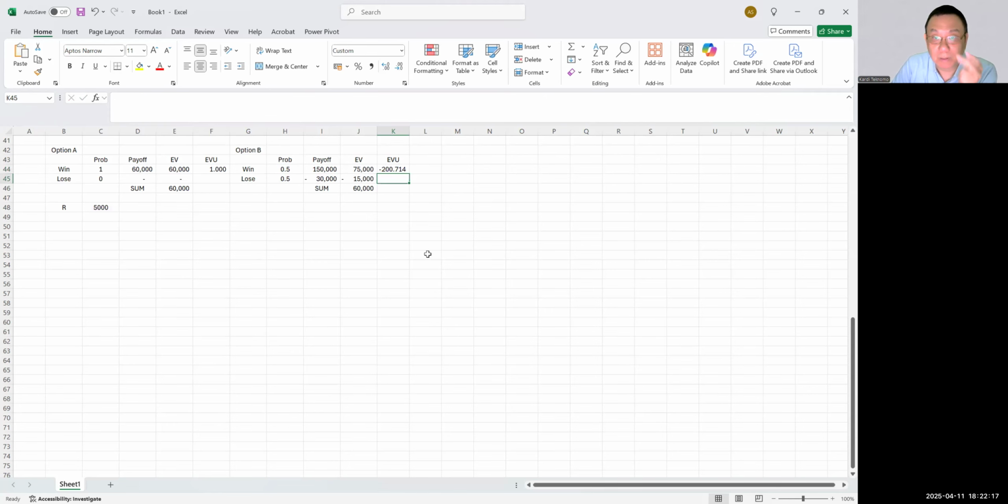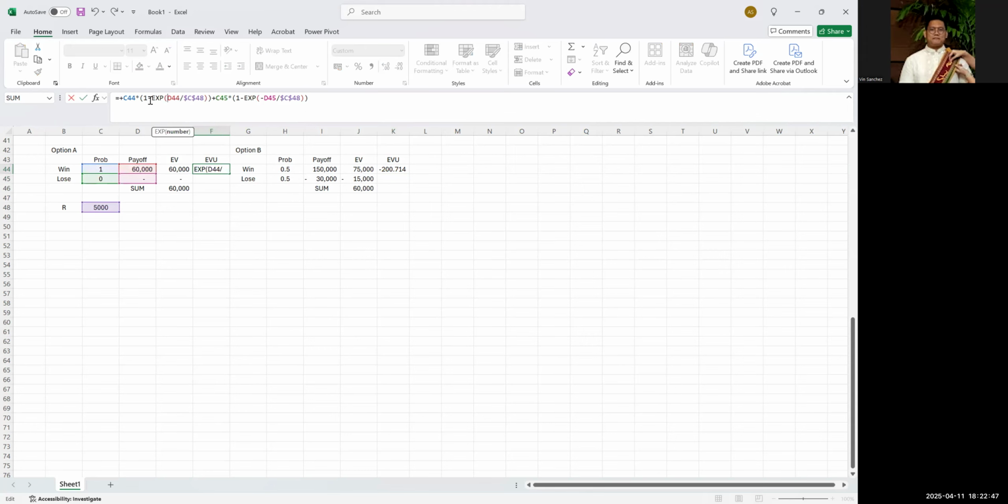This is 50 percent, 50 percent, right? Negative, yeah, correct. So the decision is to choose option A, because it's risk averse. The formula is actually for risk averse. If you want, you can also try the formula for risk taker.